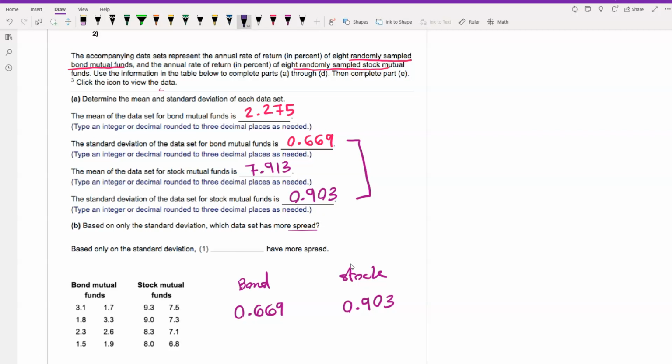So what we have for stock mutual funds is greater than what we have for bond mutual funds. And here it's asking based on only standard deviation, which one has more spread. This is the larger number, so that is the answer for more spread. If it was less spread, the answer would be bond mutual funds. But here it's asking for more spread, so the larger number is the answer for this part. Stock mutual funds.